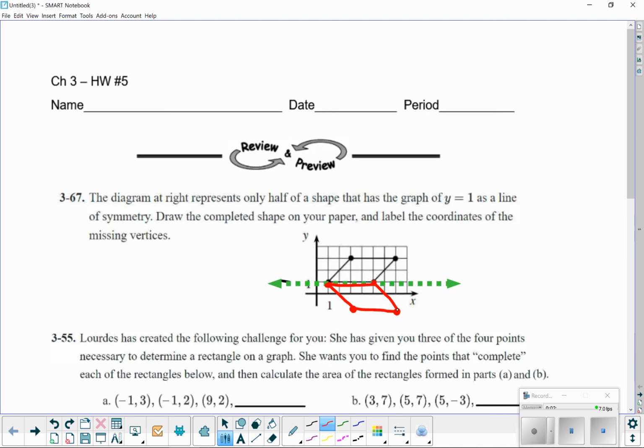so we also have to label the coordinates of the missing vertices. So this coordinate is going to be in the same spot. This is going to be 1, 0. This one's going to be the same spot also. That's going to be 5, 0, or sorry, 5, 1. Oh, so the first one is actually 1, 1. That was my bad.